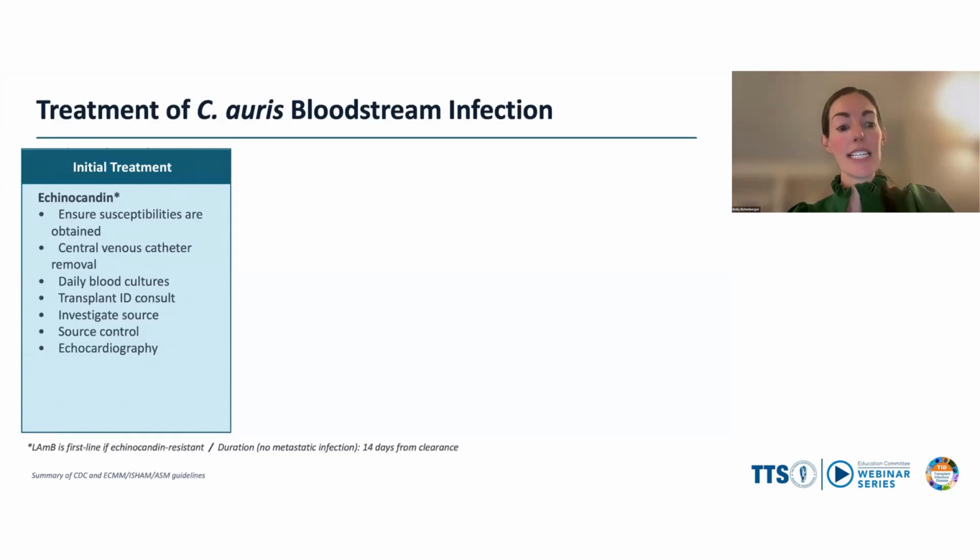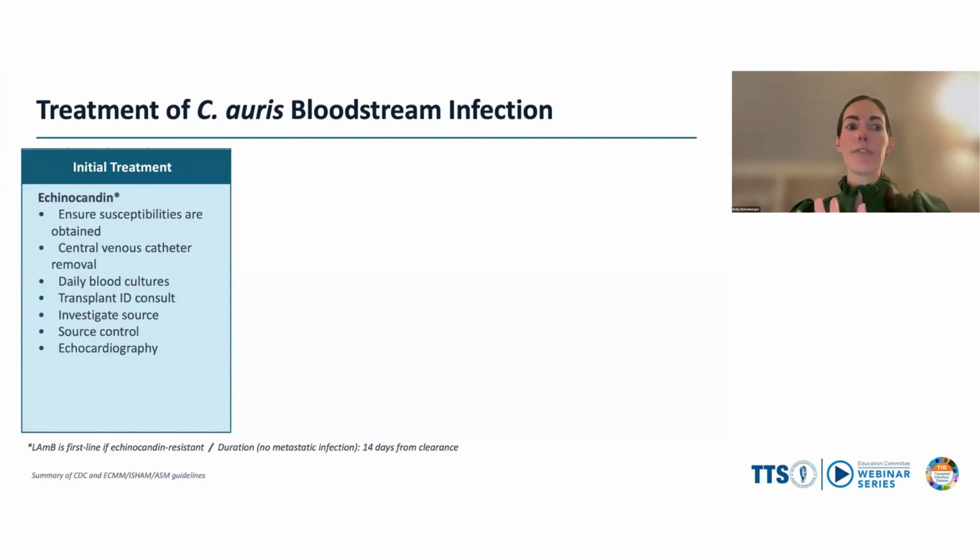I have an asterisk here just to indicate that for those who have an echinocandin resistant strain, the guidelines indicate that amphotericin B is the alternative first-line agent. Duration of treatment, provided there's no metastatic infection or other sort of site of infection, is 14 days from clearance.